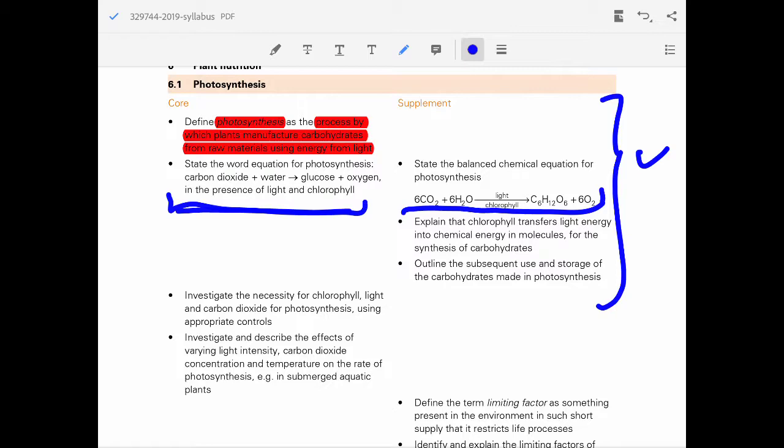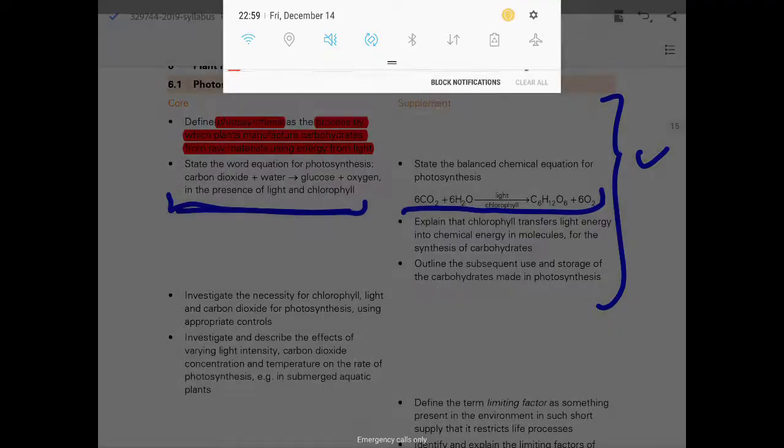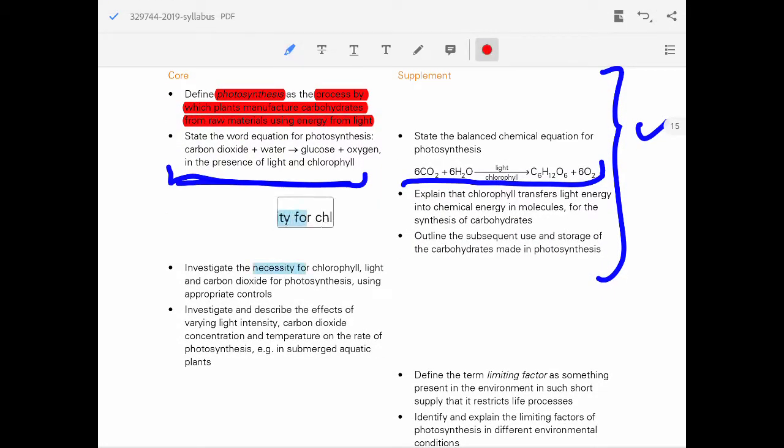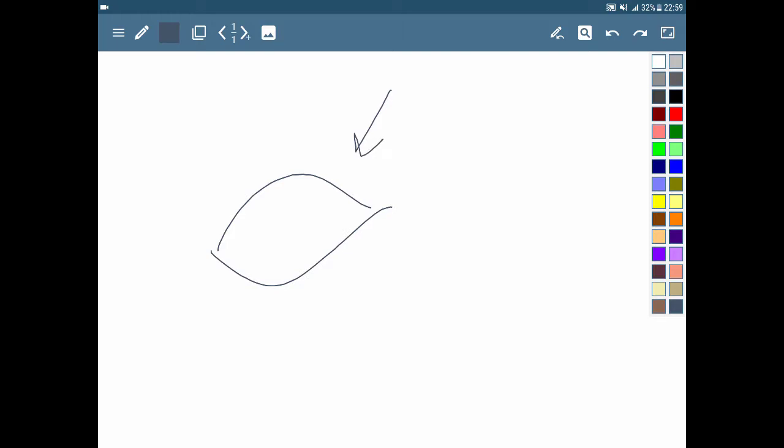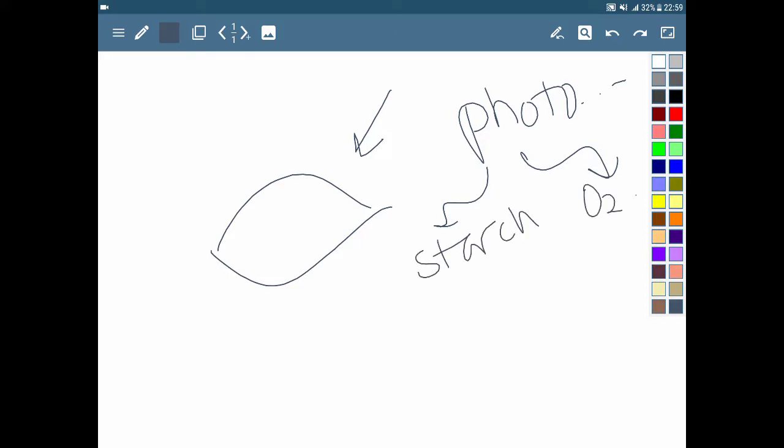Now investigate the necessity for chlorophyll, light, and carbon dioxide for photosynthesis using appropriate controls. Okay, yeah, so those are experiments. First of all, one thing you need to know is how to destarch a plant. Destarching a plant means to leave it in complete darkness for about 2 to 3 days. To test for photosynthesis, you either test for the production of starch or the production of oxygen. Now, if you're checking for the production of starch, you have to first destarch a plant.